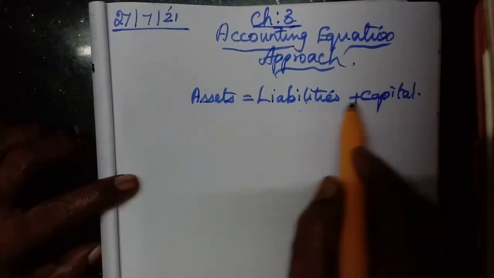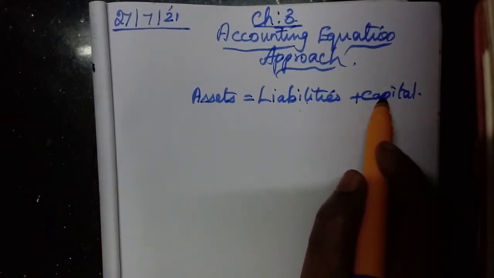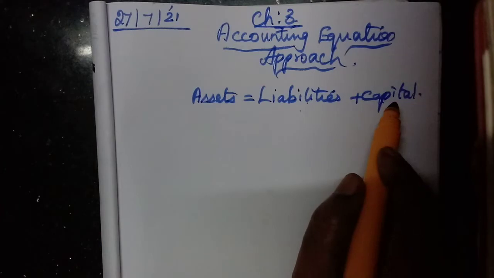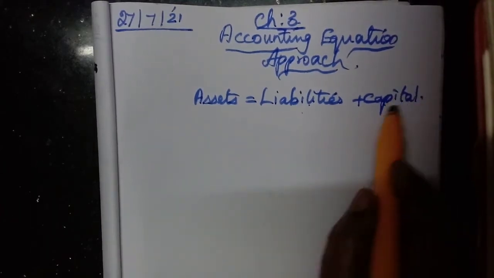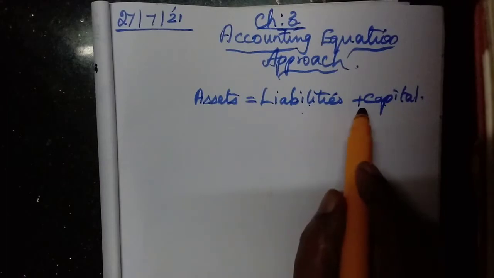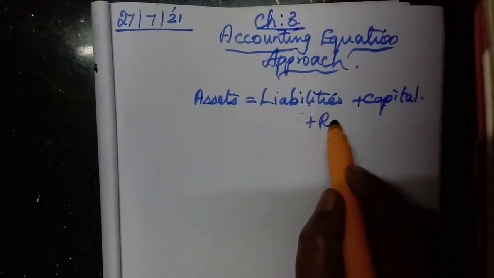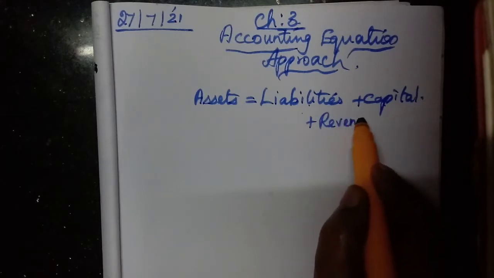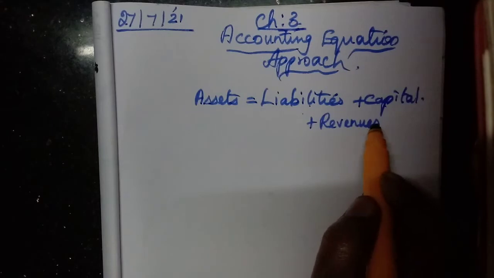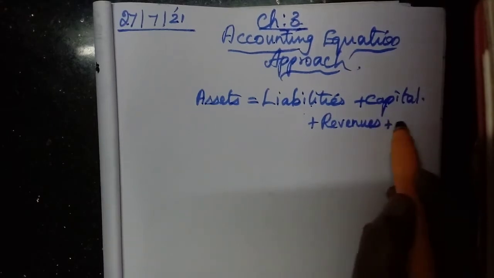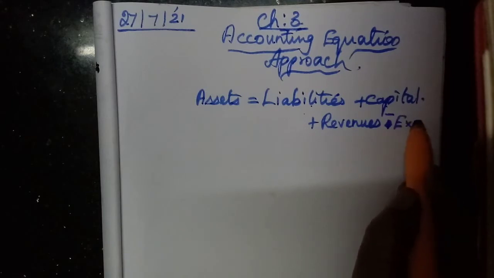Liabilities means to the outsiders. This one, capital, is also considered as a liability. Here they will write that this capital will again be increased by the revenue. So, plus revenues, because we add this net profit along with this capital, and the expenses will be deducted.